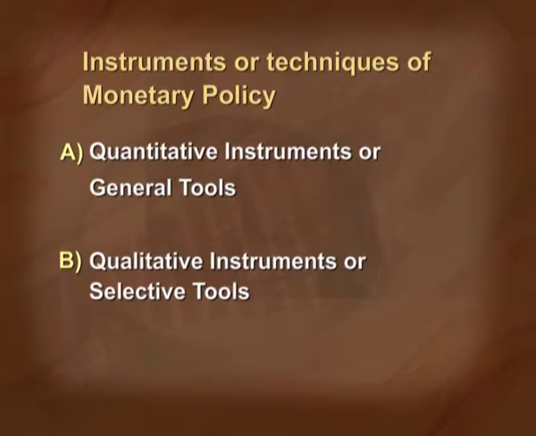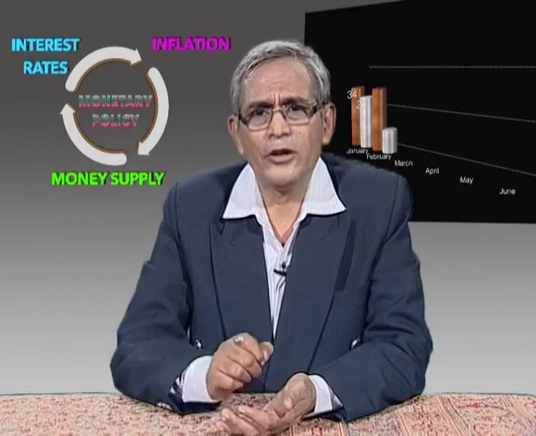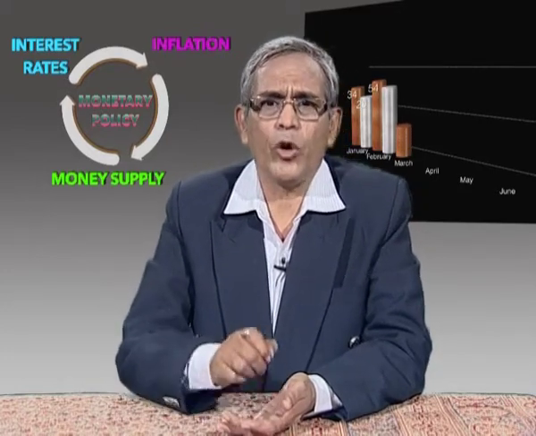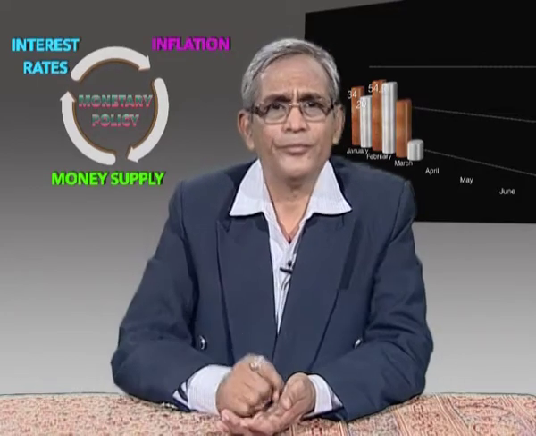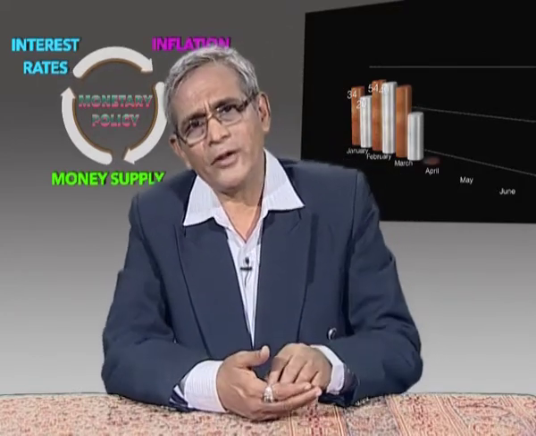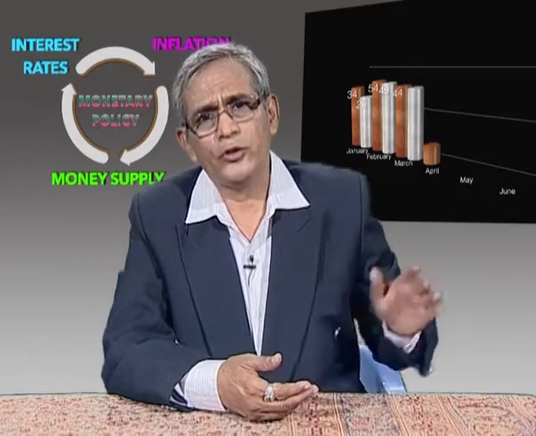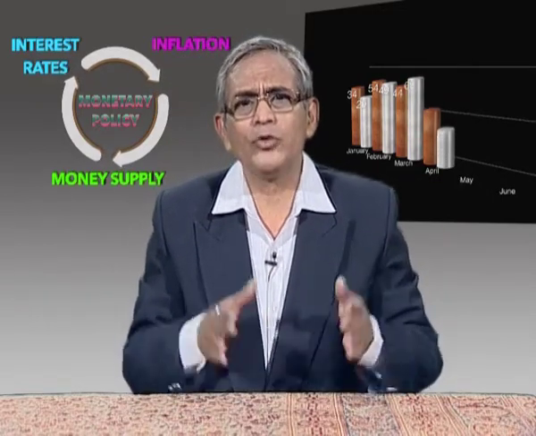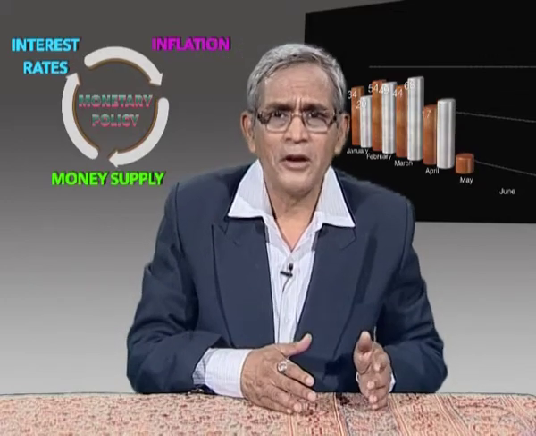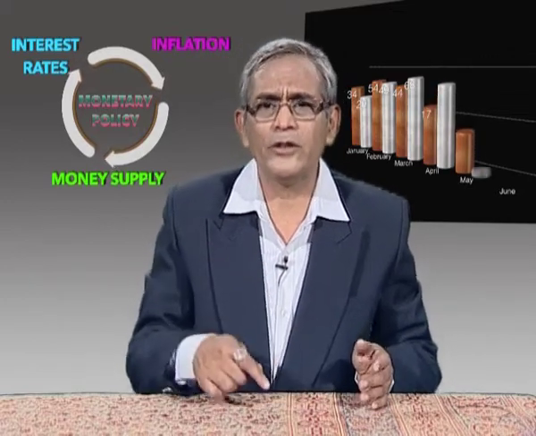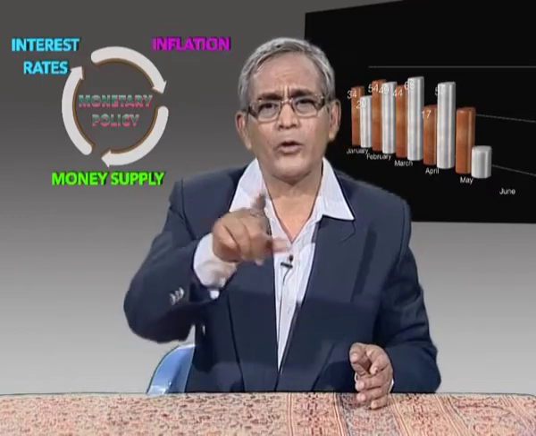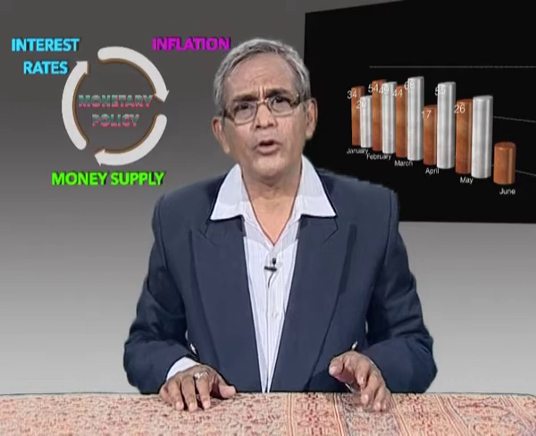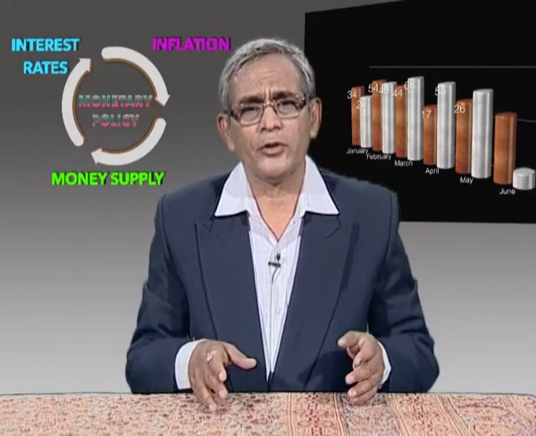The quantitative instruments, also known as the general tools of monetary policy, are related to the quantity or volume of money in the economy. They are developed and designed to regulate and control the total volume of bank credit in the given economy. These tools are indirect in nature and are employed for influencing the quantity of credit in a given economy. The general tools of monetary policy and credit control are explained here.